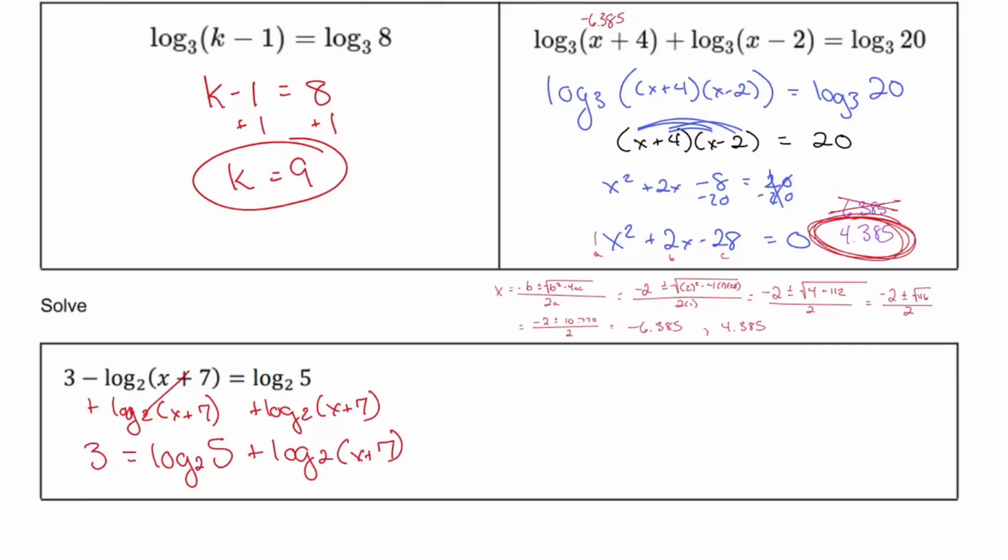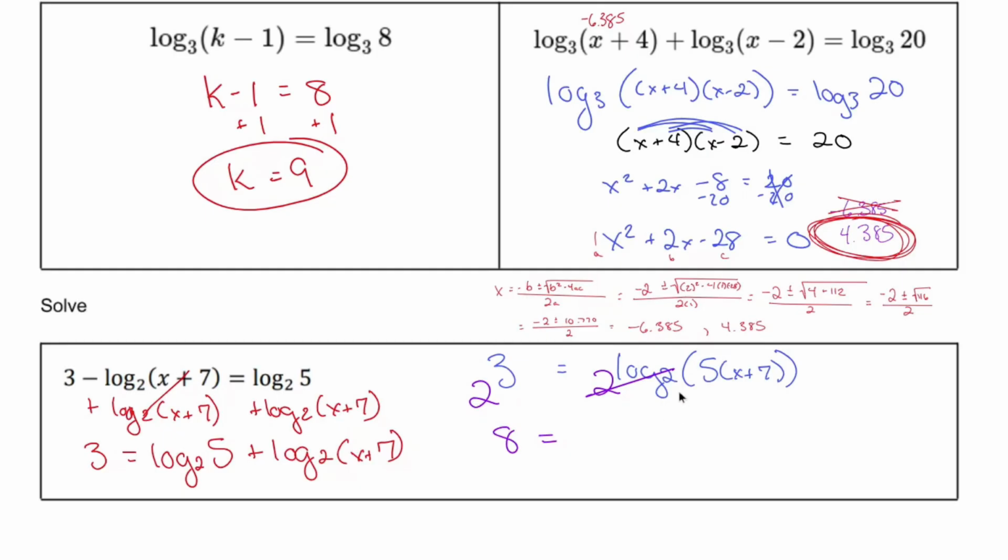Now I can simplify these into one single log, and it's going to look like this. 3 equals log base 2 of 5 times the quantity x plus 7, close it. Now, I don't know what to do here. I have no clue. But you know what I can do? If I get rid of that log, that makes life a lot easier. If I base 2 both sides, you've seen me do this before, 2 and log base 2 cancel each other out. 2 to the third is 8.